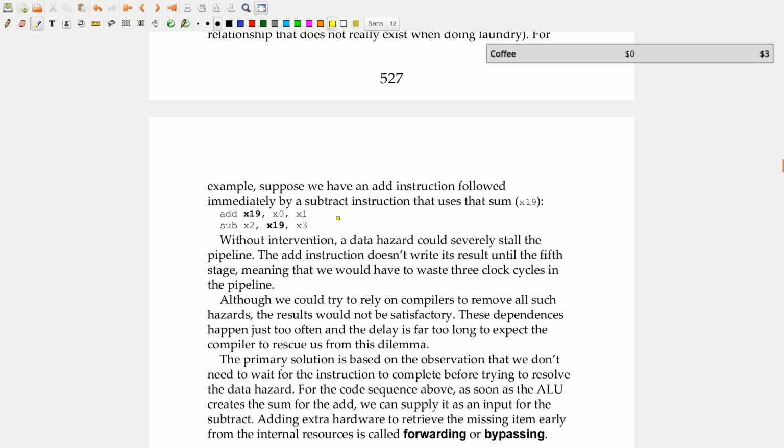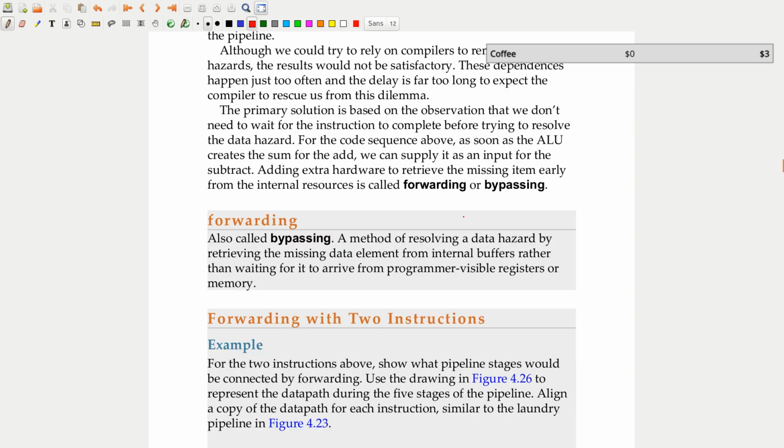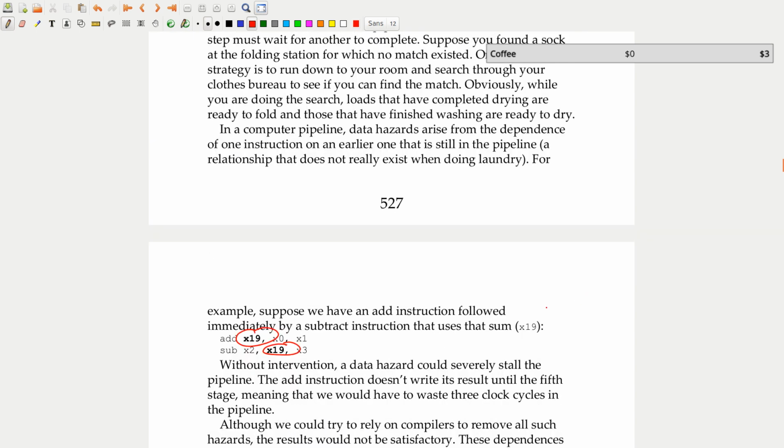Let's take a simple example of an add and a subtract back to back. If we add x0 and x1, stored in x19, we would have a stall because the next instruction in pipelining, the subtract, wants to consume this value x19 in the next clock cycle. We can get past this with something like forwarding or bypassing, but it's probably useful for us to look at an example of why this actually is an error.